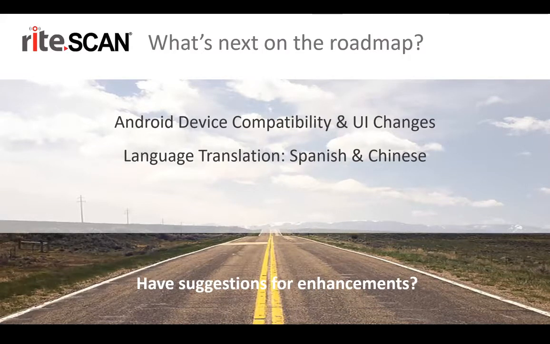Just as I mentioned, you also want to know what's next on the roadmap for riteSCAN. As I was talking about earlier, we're developing several major enhancements to riteSCAN with the Android device compatibility. We're also bringing new language translations with riteSCAN for both Spanish and simplified Chinese. As I mentioned earlier with the custom forms, we're also planning to roll that out into new modules with job receipts and sales order picking. So there's a lot of exciting things to take a look at with riteSCAN.